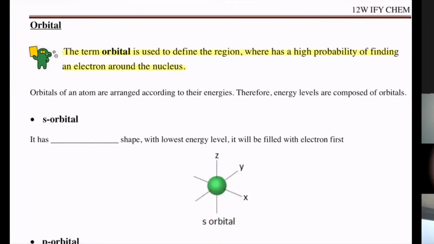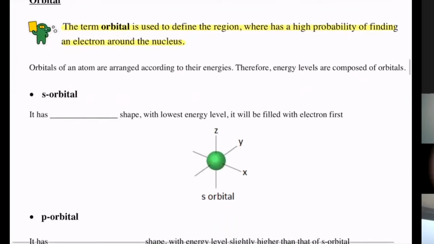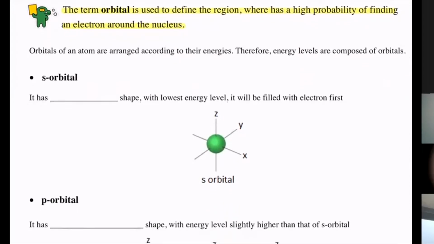Okay, so the orbitals of an atom are arranged according to their energies. The shells or the energy levels are composed of orbitals. So when we join different orbitals together, they form a shell, or energy level. Orbitals are the subshells we just talked about. There are two types of orbital you need to learn, and you need to be able to draw the shape of them.